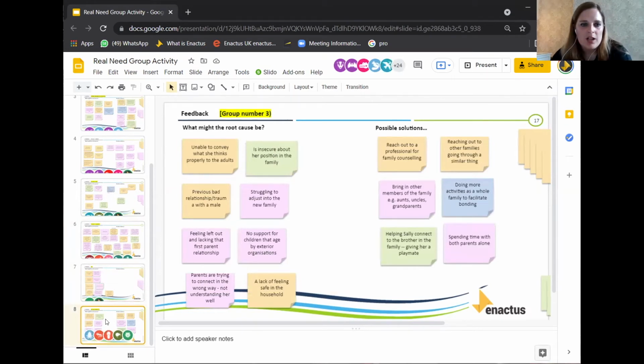So then we've got, there's no support for children that age by exterior organisations. So actually Bill and Nancy haven't got anywhere they can turn to. The parents might be trying to connect in the wrong way, so they're not understanding Sally right. But a possible solution we've got is that Sally would be able to spend time with both her parents on her own and helping to bring in other members of the family to provide that support.